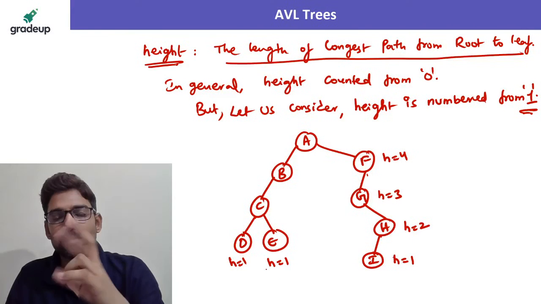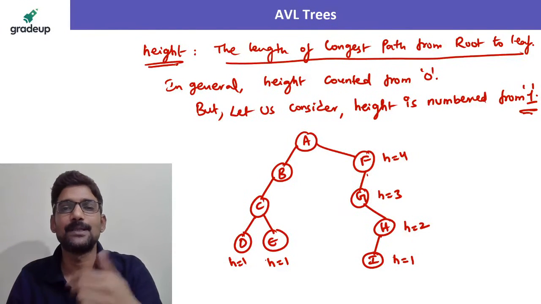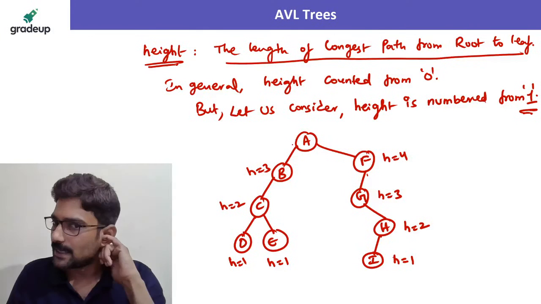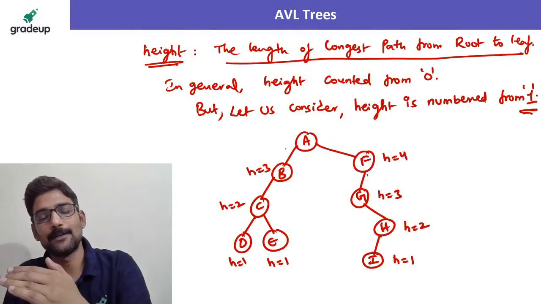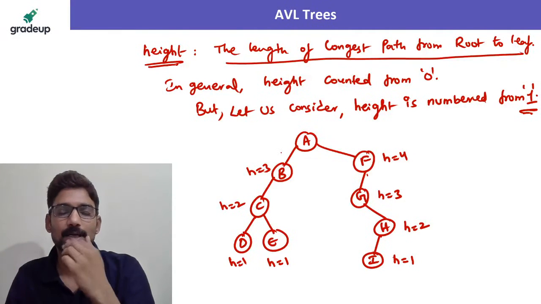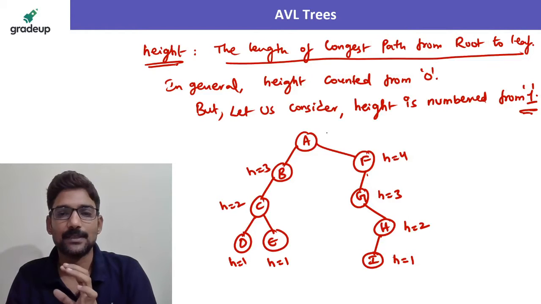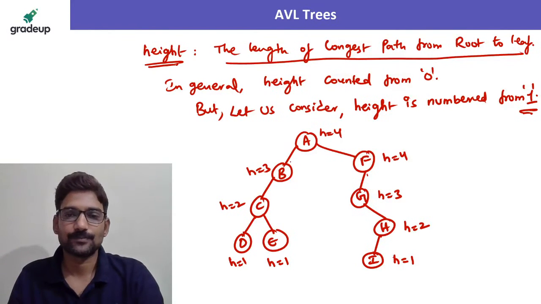Now whenever we have two children, the maximum height of the children plus 1 will be the parent height. So C height is 2, B height is 3. Now A has left child B at height 3, right child F at height 4. So which is the height of A? Maximum of the heights of the children, which is 4. So we say A is at height 4.